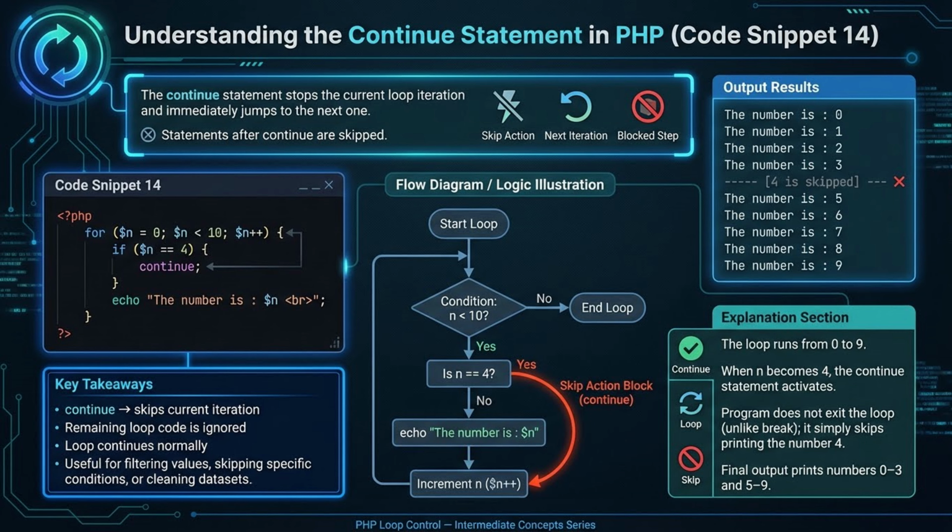The key takeaways summarize the concept clearly. The continue statement skips the current iteration, ignores the remaining lines inside the loop body, and then allows the loop to proceed normally. It does not terminate the loop like break. Instead, it ensures that only selected values or conditions are bypassed. This makes continue a flexible and powerful tool when you need fine-grained control over how each loop cycle behaves, especially in scenarios involving data validation, condition-based filtering, or skipping invalid entries.